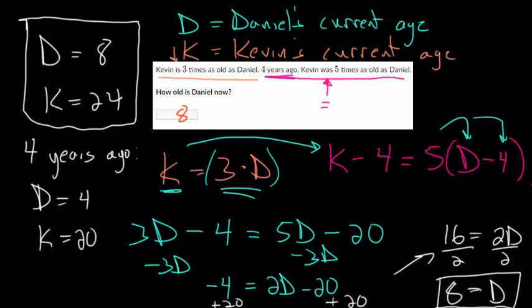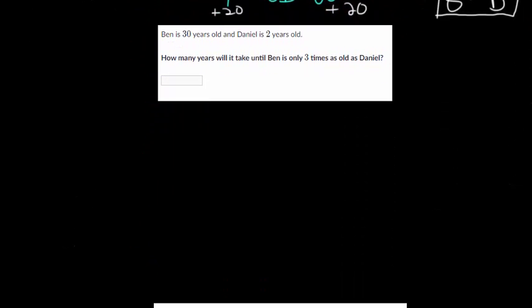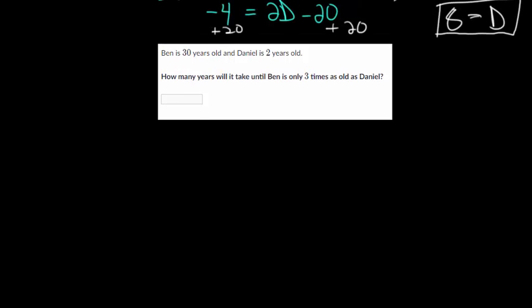And let's keep going with these. You need a lot of practice. There's several different scenarios. So this problem is a little bit different. We have that Ben is 30 years old and Daniel is 2 years old. So I'm just going to write that in, that Ben is 30 and Daniel is 2. And they're asking, how many years will it take until Ben is only 3 times as old as Daniel?